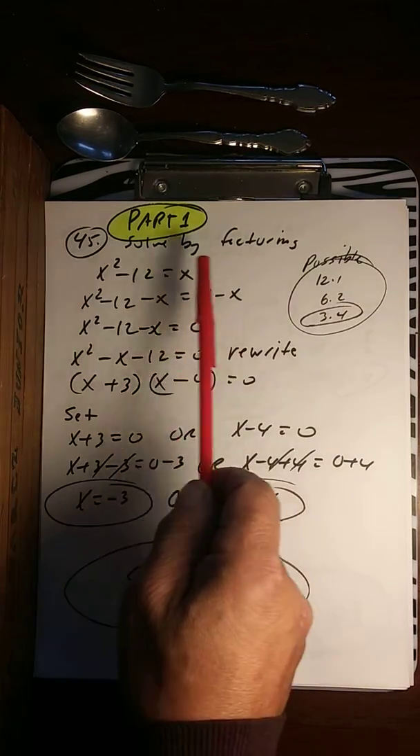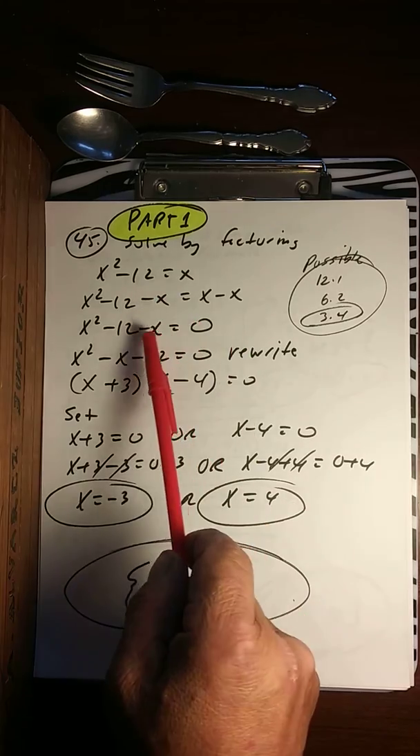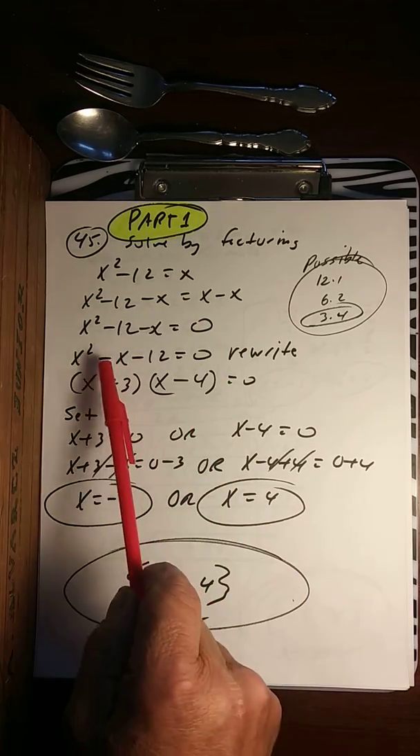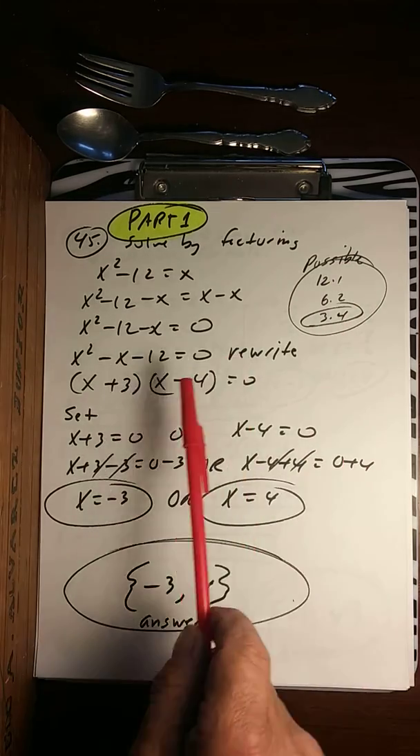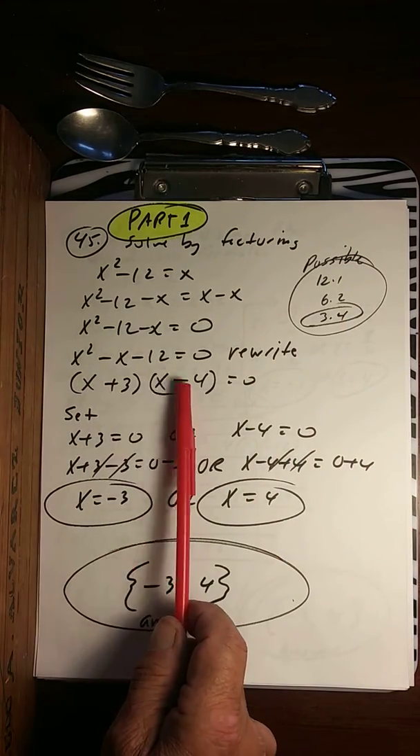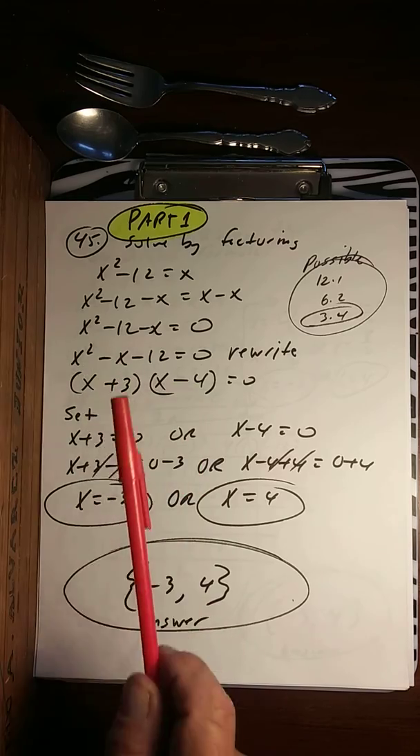This one. Solve by factoring. So again, minus x, minus x. Rewrite it. x squared minus x minus 12 equals 0. Now we can factor with 3 and 4, because 3 times negative 4 is negative 12, and 3 minus 4 is negative 1, correct?